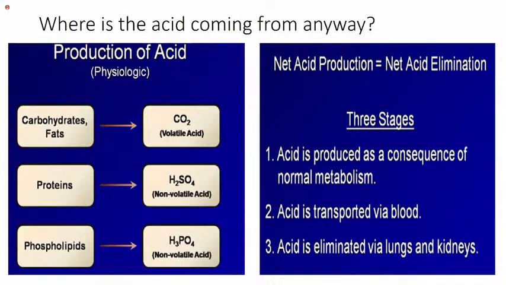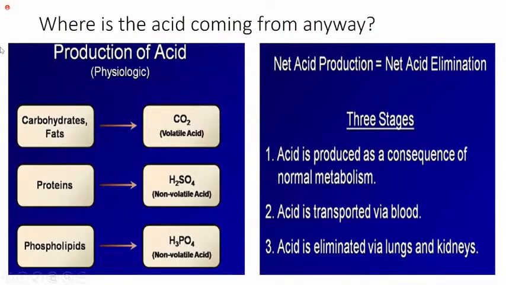So let's take a step back and try to figure out where exactly the acid is coming from within the human body that you actually need to regulate. Physiologic production occurs from metabolism either of carbohydrates or fats. When you metabolize carbohydrates or fats, there will be production of CO2, and CO2 is a volatile acid. Metabolism of proteins leads to production of sulfuric acid. Metabolism of phospholipids leads to production of phosphoric acids. All these are non-volatile acids.